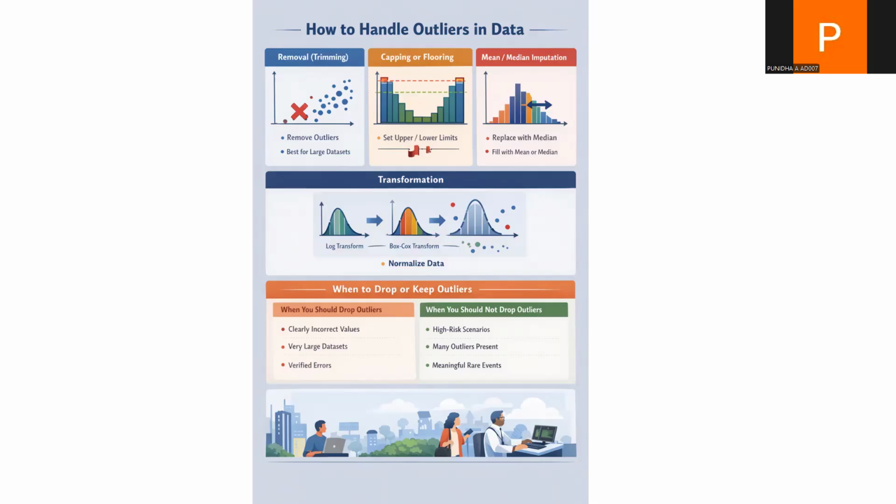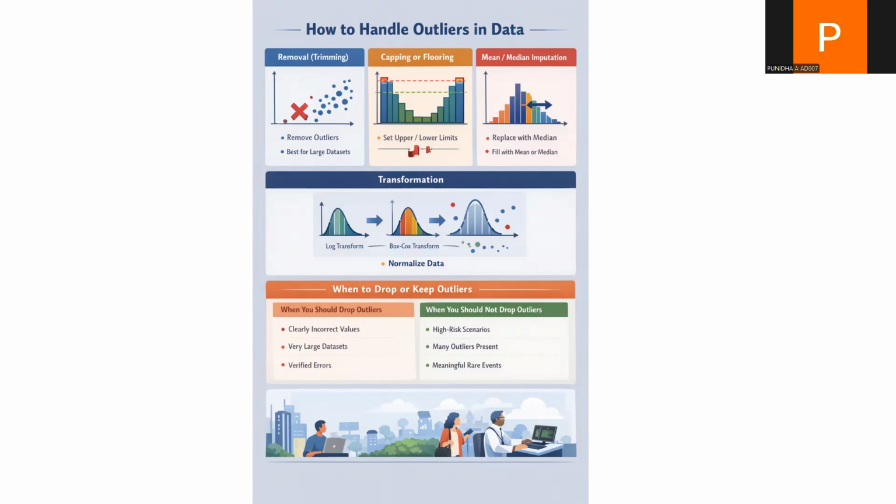Mean or median imputation. Outliers can be replaced with central measures such as the mean or median of the data. Median imputation is preferred because it is less affected by extreme values compared to the mean. This method keeps the dataset size intact while mitigating the impact of outliers. Best suited for datasets where outliers are rare and likely due to errors.